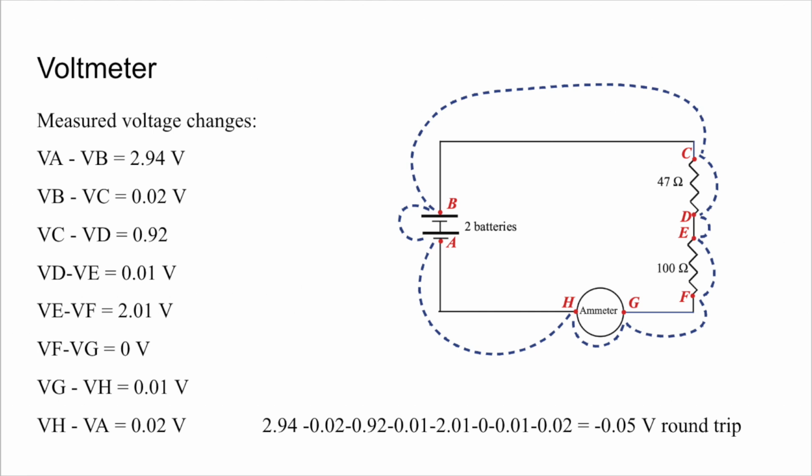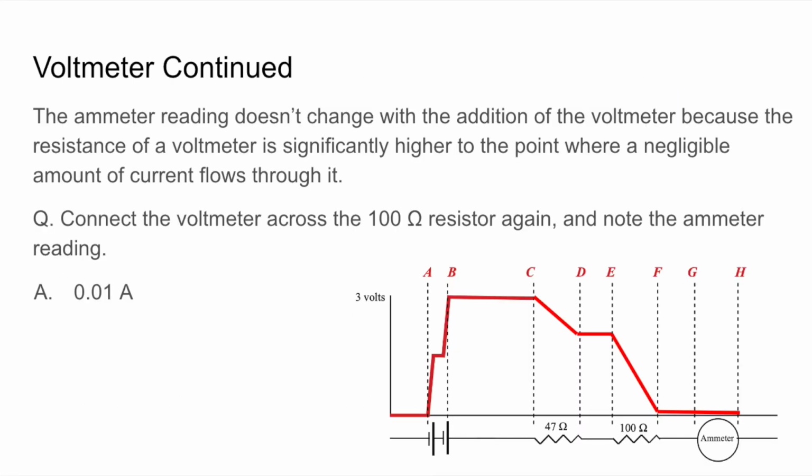Here you can see the measured voltage changes across different parts of the circuit. In the round trip, it was very close to zero, but was a little bit off, most likely due to the fact that the voltmeter can only read to a few decimal places. The ammeter reading doesn't change with the addition of the voltmeter because the resistance of a voltmeter is significantly higher than the resistance in the circuit, to the point where a negligible amount of current flows through it.